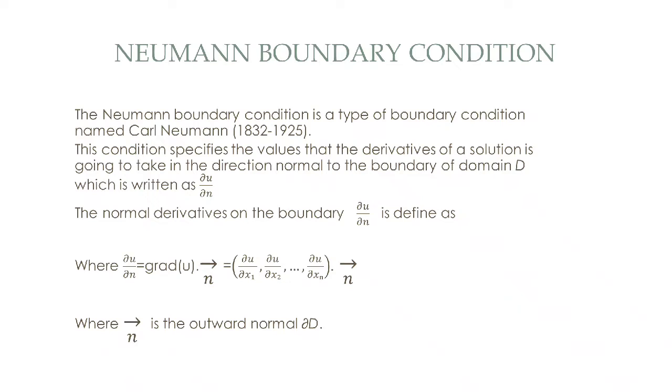The normal derivative on the boundary, partial u over partial n, is defined as the gradient of u dot n, which equals partial u over partial x sub 1, comma, partial u over partial x sub 2, comma, up to partial u over partial x sub n, where n is the outward normal to the boundary.